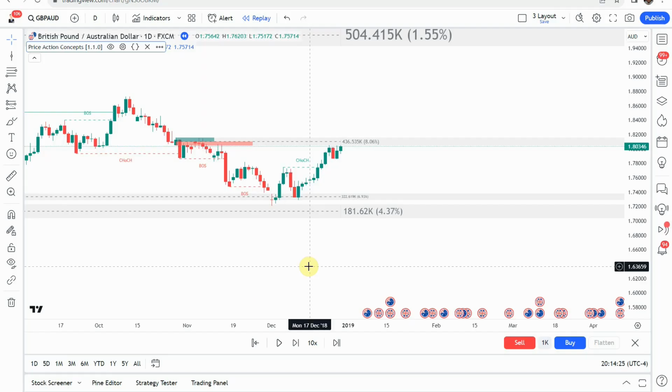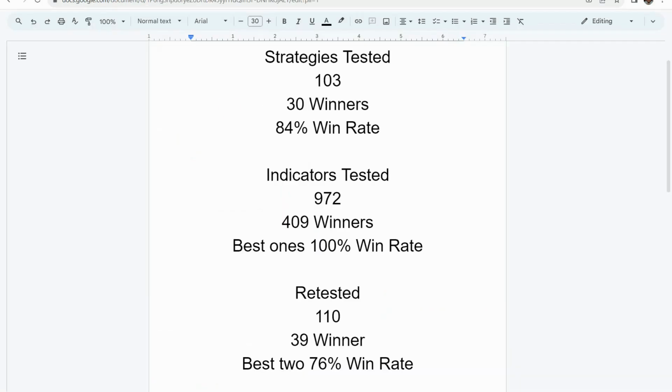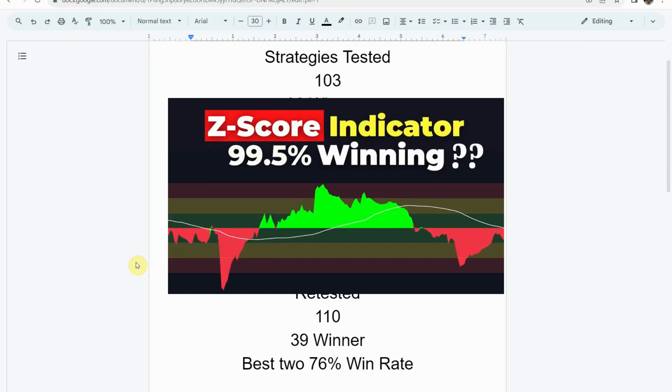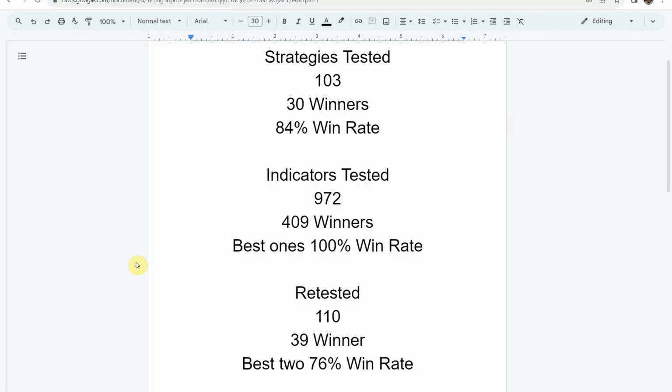Alright, as I said, today we will be testing the Price Action Concepts indicator. Before we do though, I wanted to put the testing scoreboard up for everyone to see. So to date, we have tested a total of 103 different strategies, with 30 of them being winners. The best one so far was able to achieve an 84% win rate. That is the Academy of Forex indicator with the Z-score probability indicator.